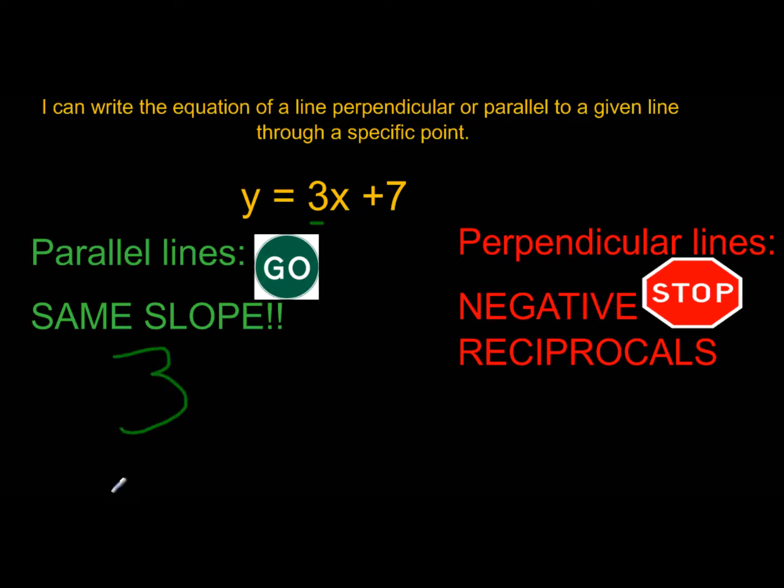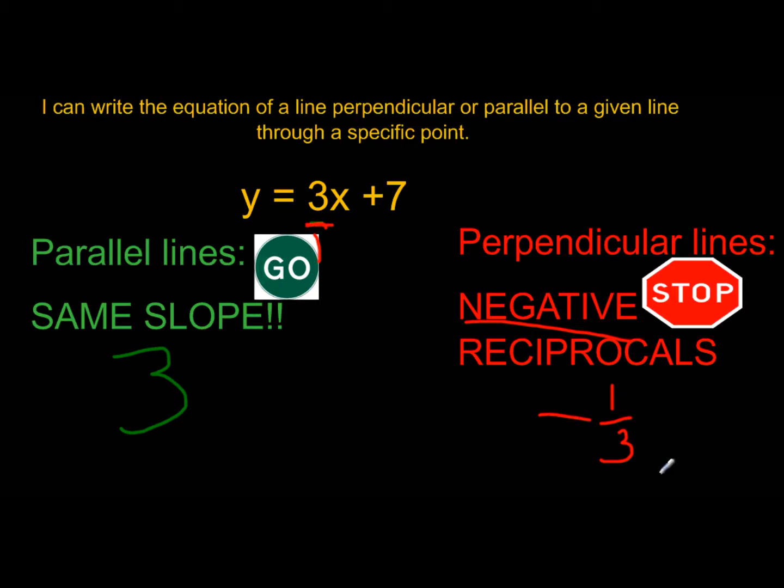If, however, I'm asked to write the equation of a line perpendicular to the given line, I'm going to think stop, because I have to stop and do something. In this case, I'm going to have to take the negative reciprocal of the slope. So if my slope is 3, I know the reciprocal is 1/3, because, of course, I can think of 3 as 3 over 1. And then I also need it to be the negative of that. So I get negative 1/3.